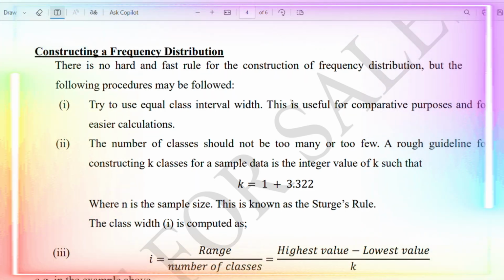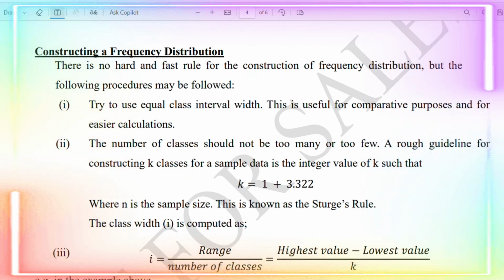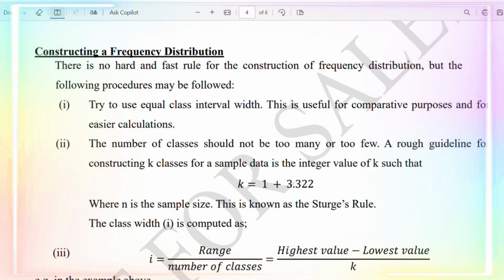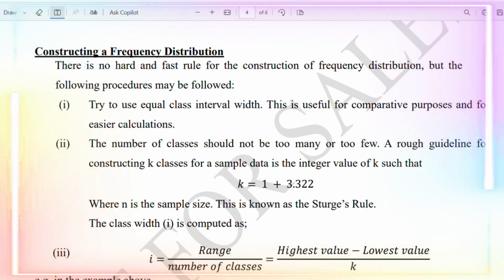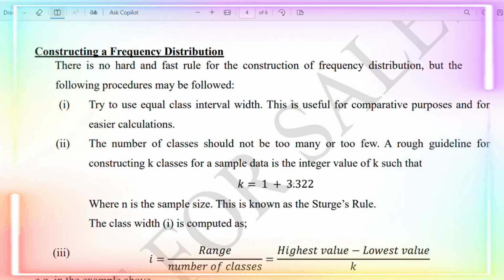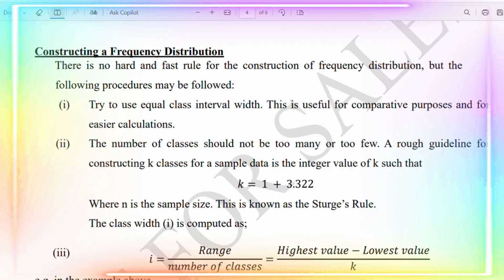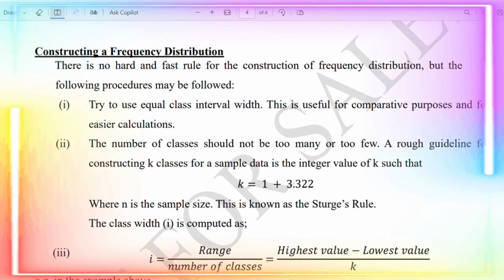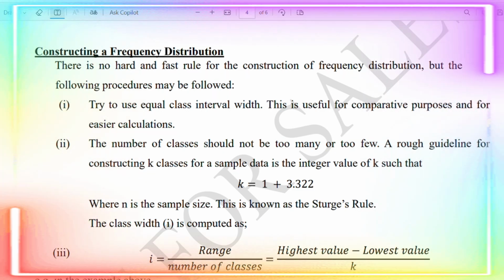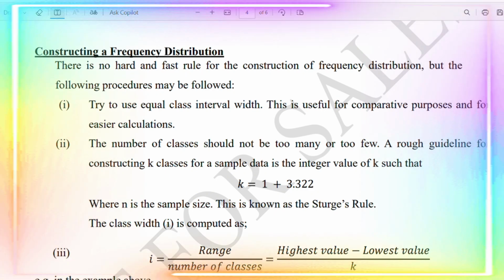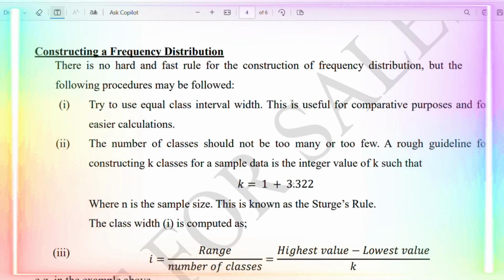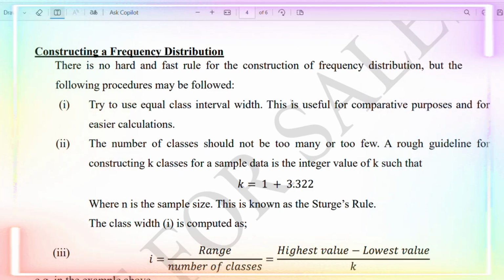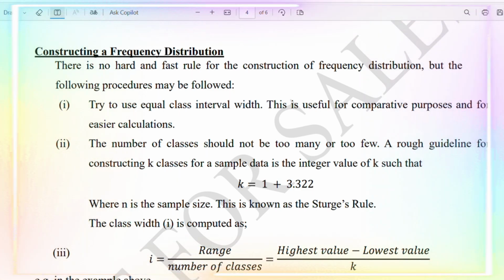There is no hard and fast rule for the construction of a frequency distribution, but the following procedure may be followed as a guide on how to construct it in a standard manner. Number one is to try to use equal interval width, and this is useful for comparative purposes and for easier calculation as well. Number two is the number of classes should not be too many or too few.